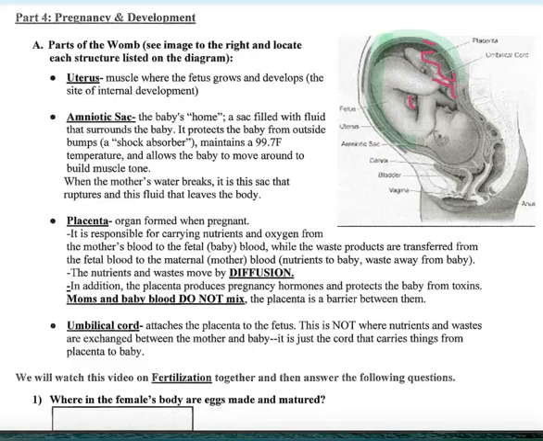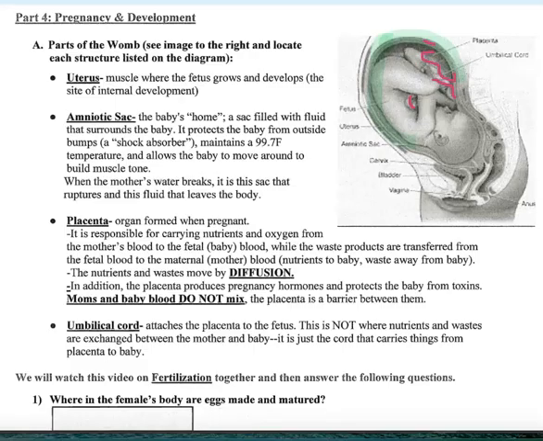In addition, the placenta provides pregnancy hormones and protects the baby from toxins. So at no time does the mom and baby's blood mix. That's really important because the mom and the baby can have different blood types depending on the father, and that can cause a lot of problems. So the placenta becomes the barrier between the mother and the baby's blood.